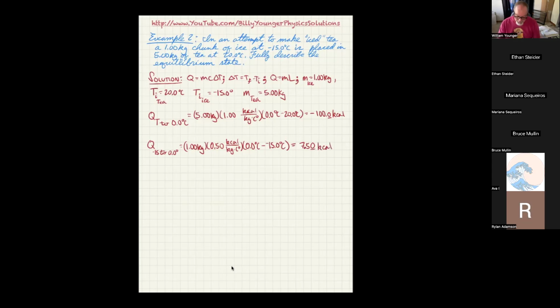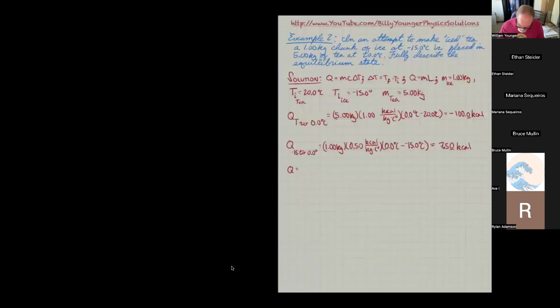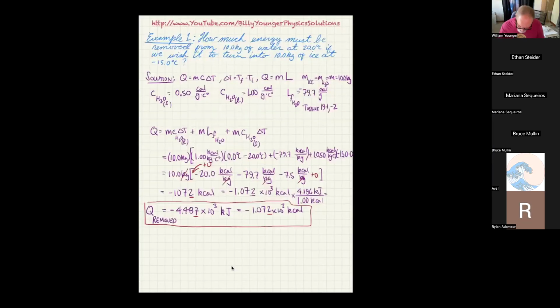Okay, so kilocalories, 7.50 to raise the ice from -15 to 0 degrees Celsius. Now, what's it going to take for me to actually melt all of that ice? Well, that's going to require Q equals mL. And for the ice, we could use, again, the latent heat of fusion, which was 79.7.